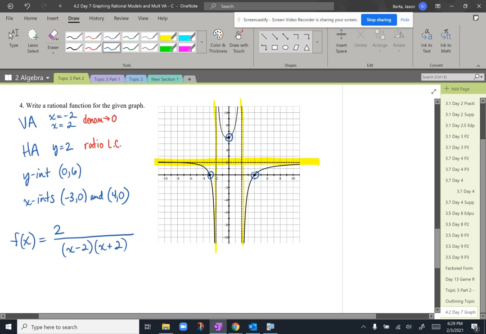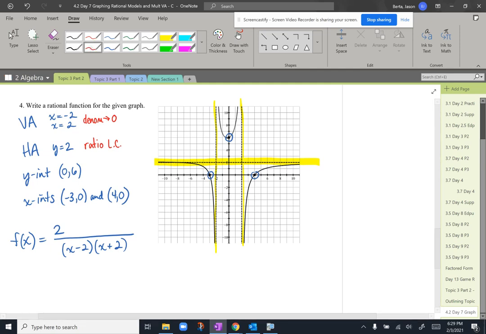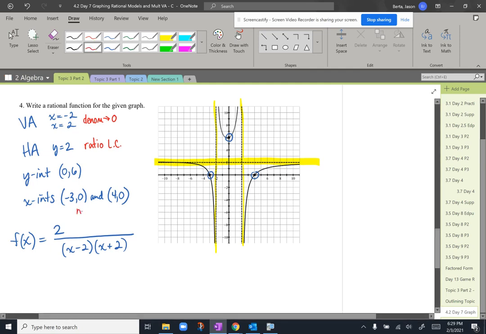And then let's skip down to the x-intercepts, because we know that those correspond to the values when the numerator is equal to 0. So let's write out some factors that correspond to those two x-intercept values. So x plus 3 is a factor where if we plug -3 in, we would get 0. And the other one is x minus 4. That corresponds to the 4.